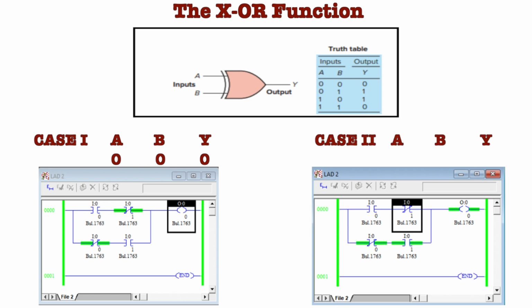But in the second case, when A is 0 and B is 1, the first switch will remain in its state, but the second switch B, which is in the first rung in normally closed condition, will become open, and the open switch in rung 2 will get closed. So the first rung will be open, but we will get the power through the second rung. Since both A and B are in closed condition in the second rung, we will get a high output.